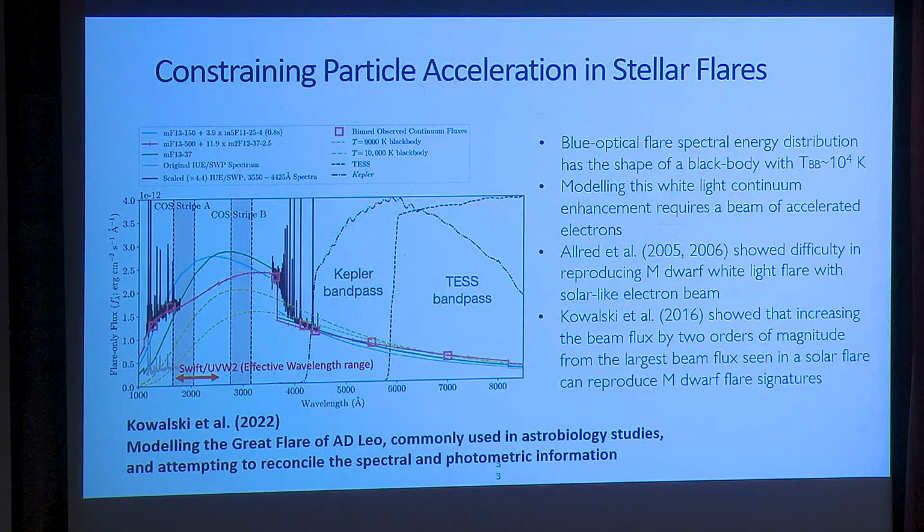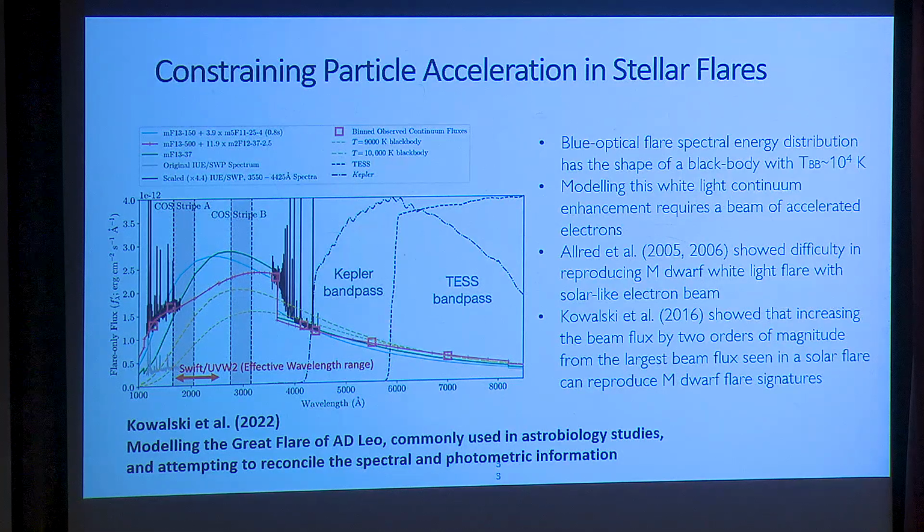This is my second or third from last slide. So the blue optical flare spectral energy distribution that we see often has the shape of a black body. It's been known for a while that if you try to model this white light continuum enhancement, you need to have a beam of accelerated electrons. Work that's been done on the Sun showed that if you take a solar-like electron beam and put it in an M-dwarf atmosphere, you don't get an M-dwarf flare. If you want to get an M-dwarf flare, you've got to turn the knob up by a lot.